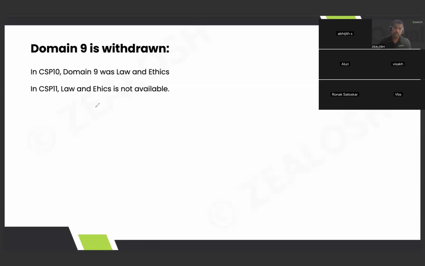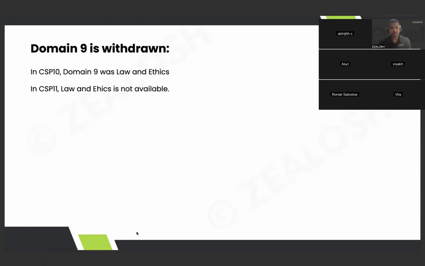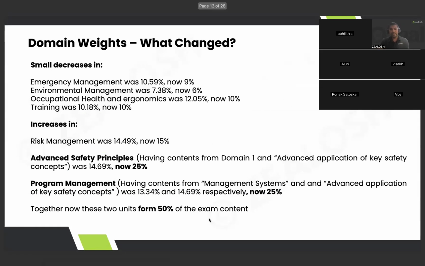I'm getting many messages. So now, in CSP 10, domain 9 was law and ethics. In CSP 11, law and ethics is not available. Now, we are discussing domain weightages. So what are the weightages? What all changes can you see here?